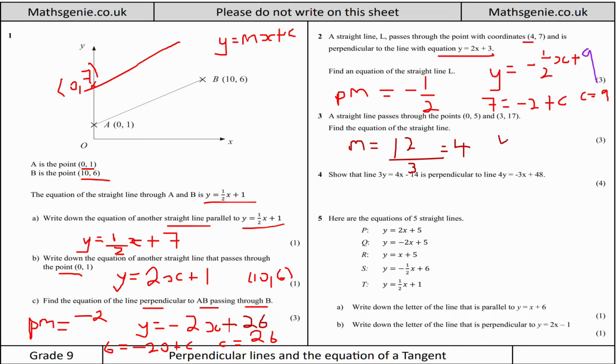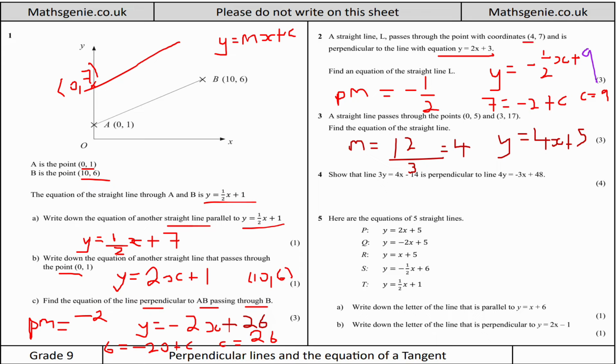So it's y equals 4x plus c. And we know that it goes through the point 0, 5. So it's 4x plus 5, guys. So that's my answer for that one.